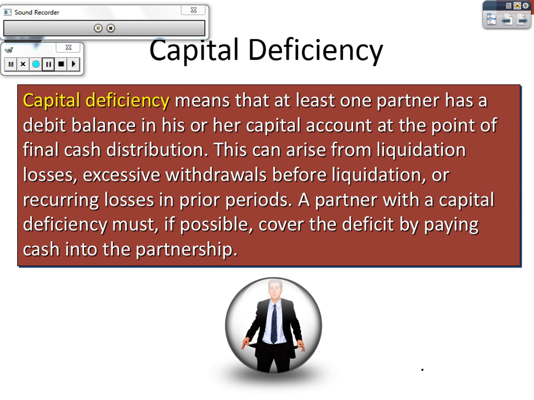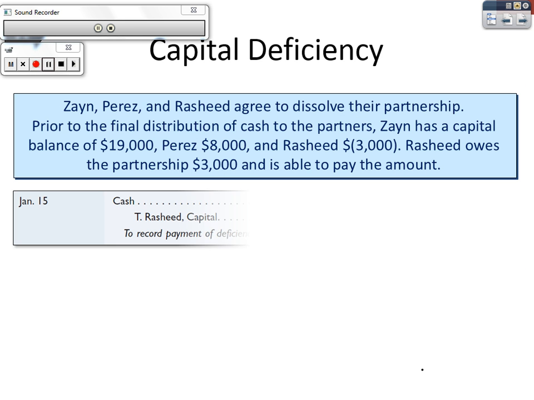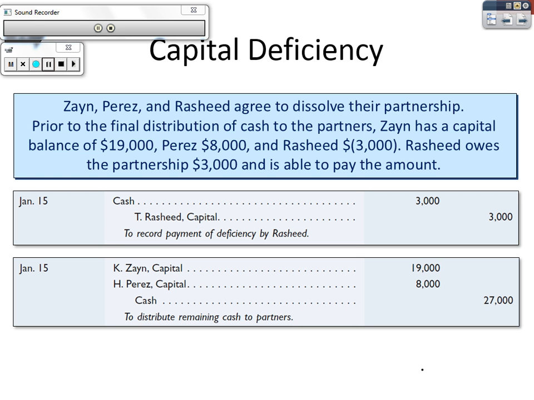Capital deficiency means that at least one partner has a debit balance. So that means somebody owes. Their capital balance is significantly inadequate. Zan and Perez agree to dissolve. What's happening now? Rashid has negative 3,000 in his account. Everybody else has a positive capital balance, right? So he has to pay, and he's able to pay that 3,000. So he just gives them 3,000 cash because the business is being dissolved. He just pays it off and brings himself down to 0. And then this journal entry just shows their remaining capital balances and then the cash being distributed for that.